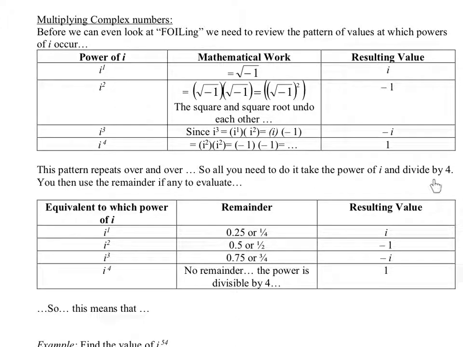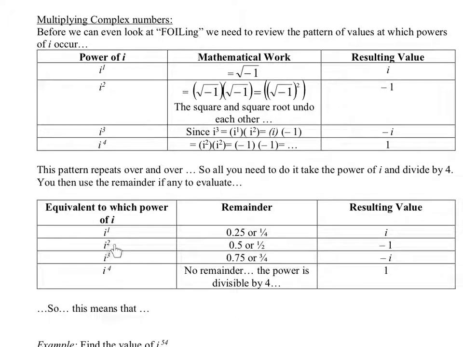So if we divide our power by 4, you can then use this remainder, if any, to evaluate. So check out this remainder. If I have an i to the first power, my remainder is going to be 1/4, because 1 divided by 4 is 1/4, or 0.25. So if my remainder on the number I get is 0.25, then my resulting value is i.